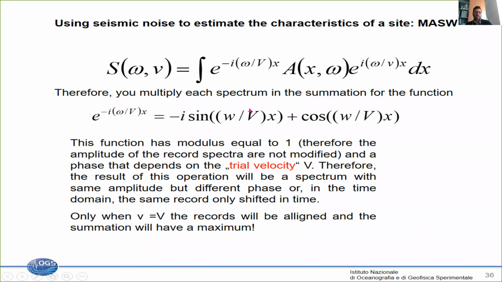So I can just select a velocity. I modify all my spectra, I stack them, I sum them, and I will obtain, for a tentative velocity v, for each frequency, a value of this summation. Then I can change the velocity until I find the maximum of this function.